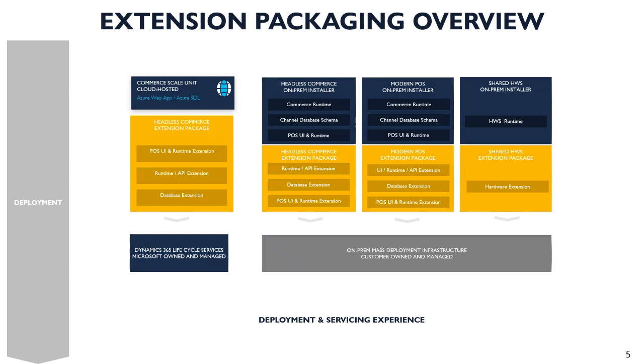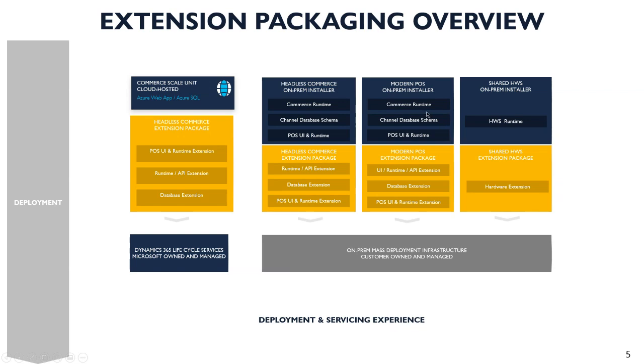So based on your topology, if you say I'm going to use the cloud scale unit deployed by Microsoft in cloud, then some of your extension package must go to that cloud scale unit. Or based on your deployment topology, you can say, hey, I'm not going to use cloud components. I'm going to use the on-prem CSU, basically the same CSU, you're going to install it locally. Or also the other channel components like modern point of sale, hardware station, which you will locally install, right?